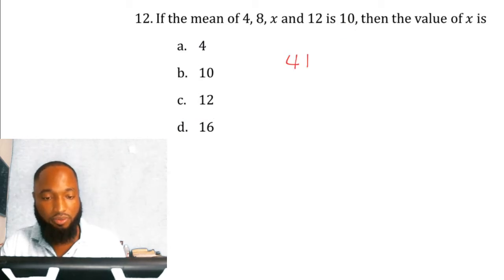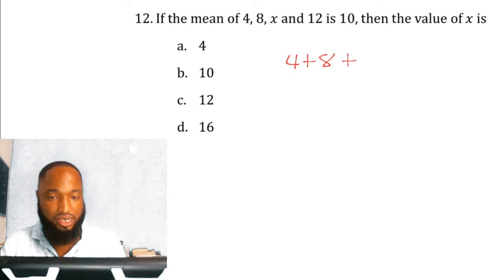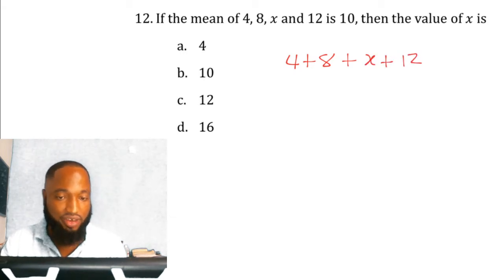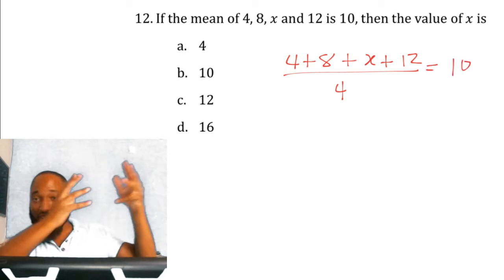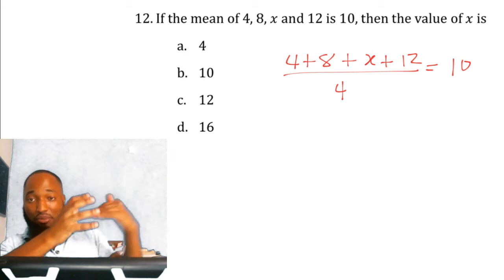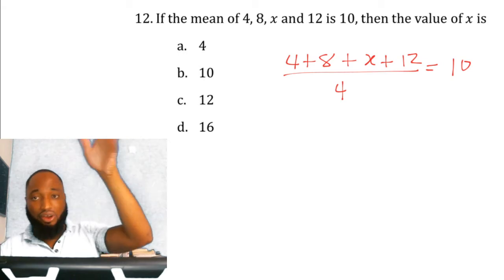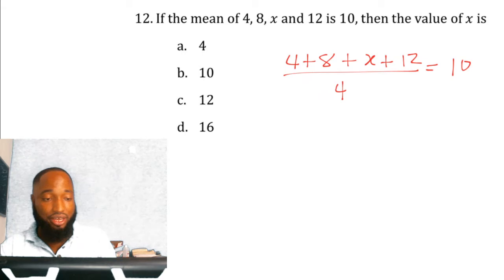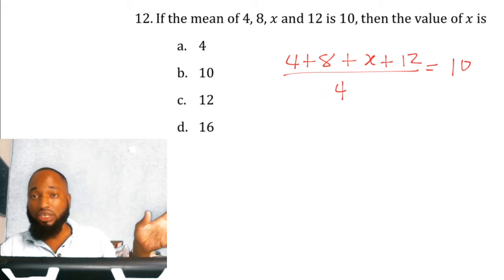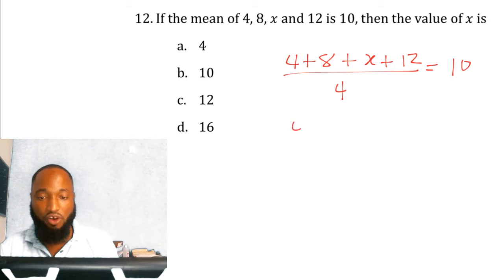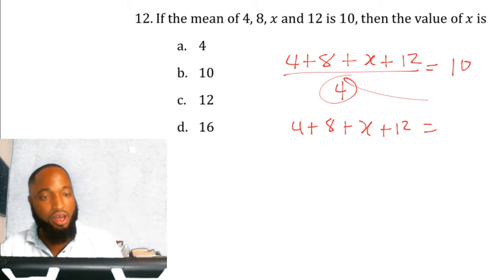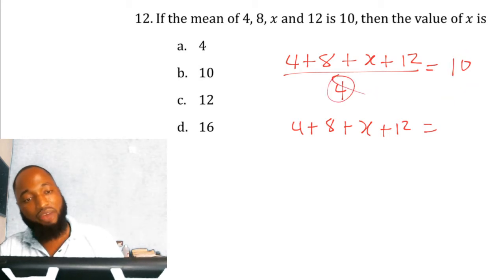4 plus 8 plus x plus 12, add up the individuals, divide by 4, you're supposed to get 10. This is how you find mean. Add up the individuals, divide by the number of data values, whatever frequency you have there, and it should equal the mean. So I can just bring this 4 across and that'll be 40. It means 4 plus 8 plus x plus 12 must be equal to 4 times 10, because it's dividing here, and when it comes across it multiplies.